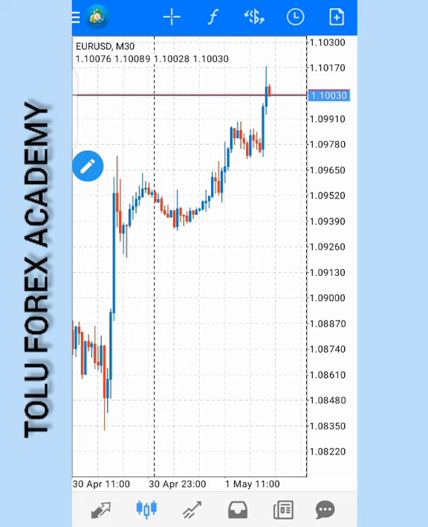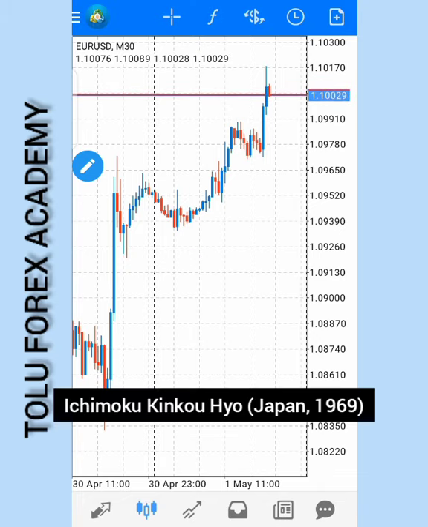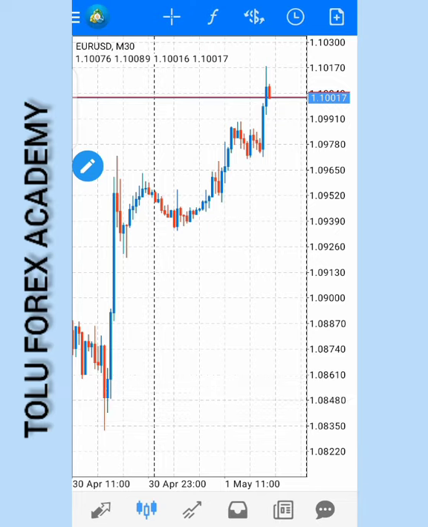The Ichimoku system is a Japanese charting method and a technical analysis method. By history, the Ichimoku indicator was published in 1969 by a reporter called Ichimoku, in Japan. This candlestick trading technique has stood the test of time.